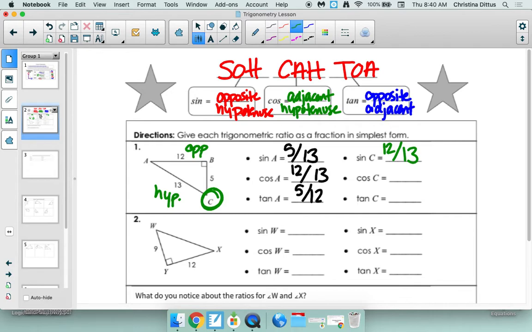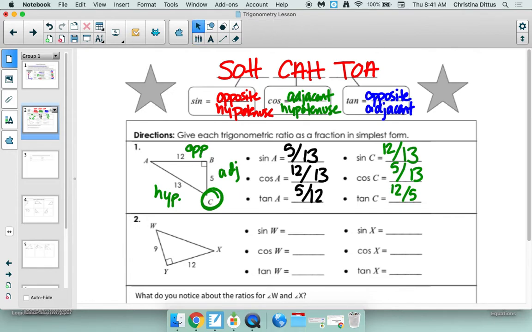To find my cosine of that angle, what's adjacent over hypotenuse? What's adjacent? The 5, the only one that's not labeled yet. So I'm going to take 5 over what? 13, because that's my hypotenuse. The tangent is opposite over adjacent. So which one's opposite C? 12. What's adjacent? 5. 12 over 5. Questions so far? Okay.